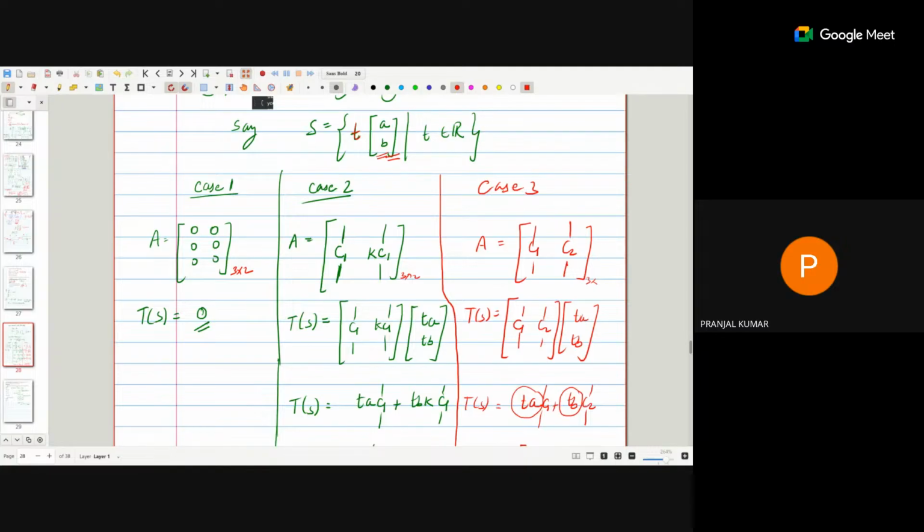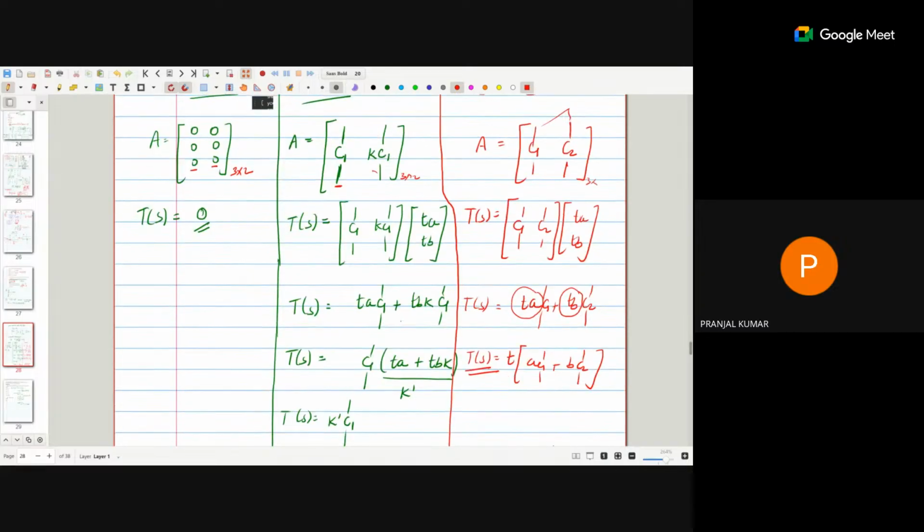So what are the 3 cases? First, when both columns are 0 0 0. Second, one column is C1 and the second column is dependent on the first column. Third, both columns are independent. Is this clear? So I have taken all the 3 cases.